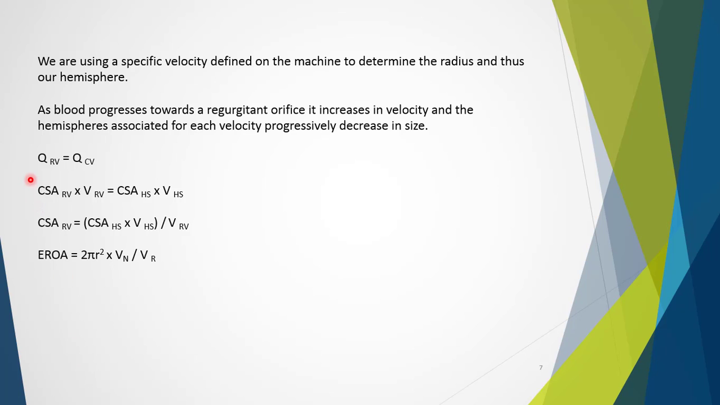And here we have our formula. So flow through the regurgitant volume is equal to flow convergence. So the cross-sectional area of the regurgitant volume times the velocity is equal to the cross-sectional area of the hemisphere times its velocity, rearranging things across. And the fact that we're not really working for a cross-sectional area, we're actually looking for a hemisphere. So regurgitant orifice area is 2 pi r squared times the velocity at which the aliasing is actually occurring, the point where we measure from the leaflets to the first line of aliasing, divided by the regurgitant velocity.